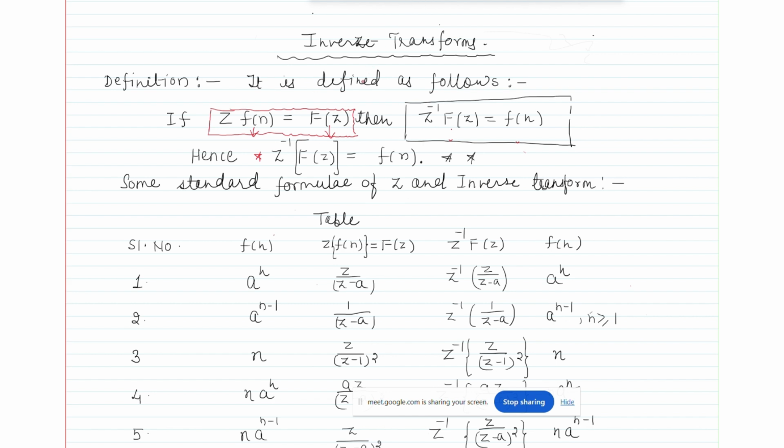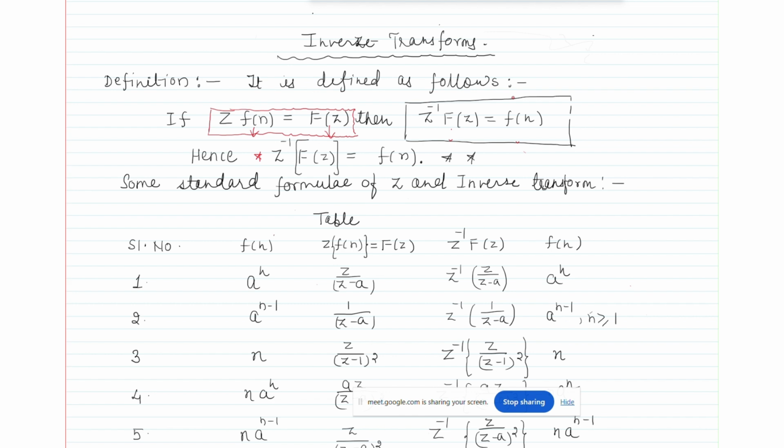In the Z transform, we use the function f(n) and get the function of z, while in the inverse Z transform, we take Z inverse of F(z) and get the function f(n). The difference is that in the Z transform you start with the function of n and get the function of z, while in the inverse Z transform you start with the function of z and get the function of n.